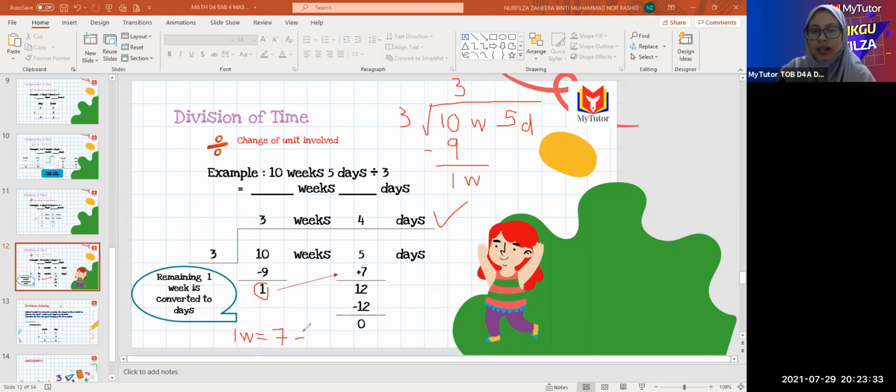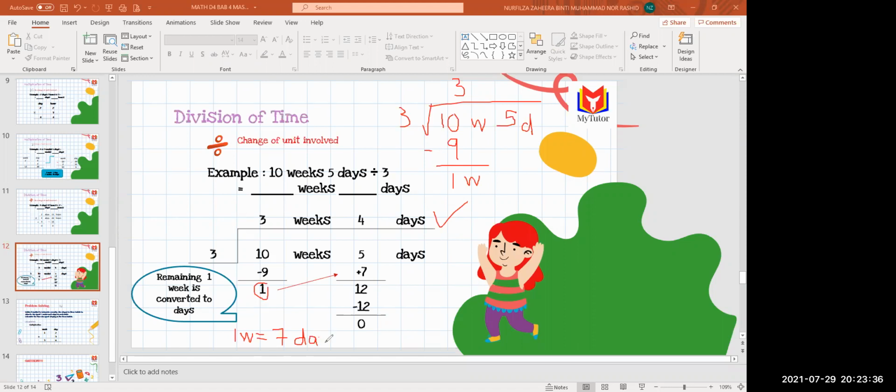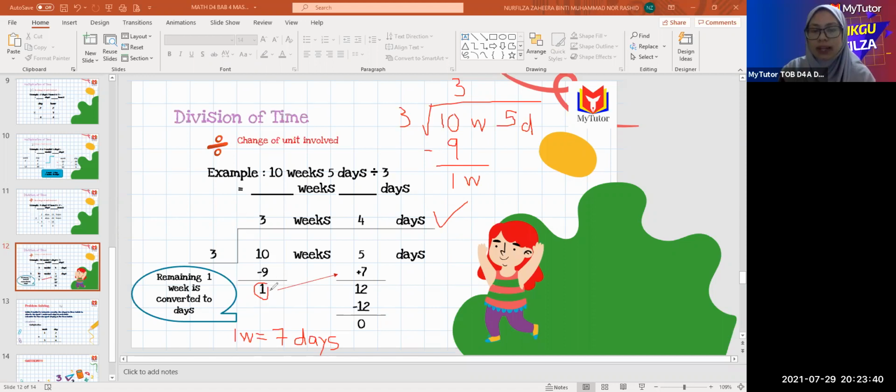What you have to do is convert it, because 1 week equals 7 days. So you convert 1 week, you get 7 days. So add your 7 days to your 5 days. Now the total days that you have is 12 days. These 12 days you need to divide with 3. When you divide with 3, you get 4. When you times 4 with 3, you get 12. So that's why the answer is 4 days and not 5 days.